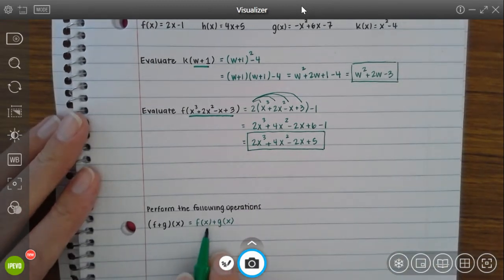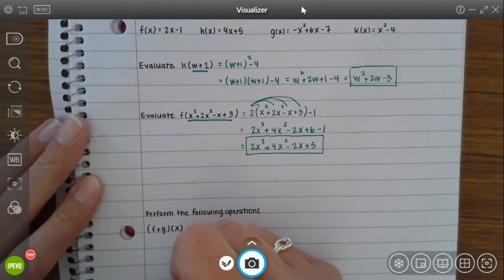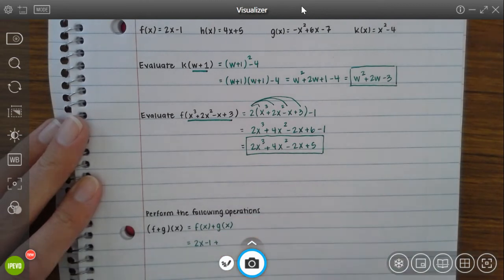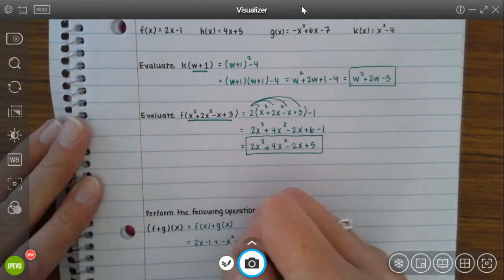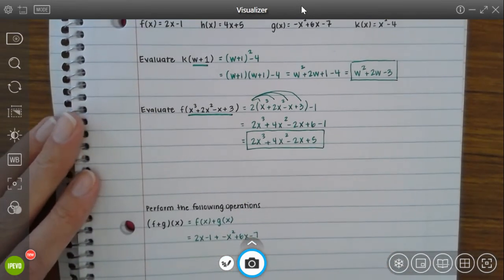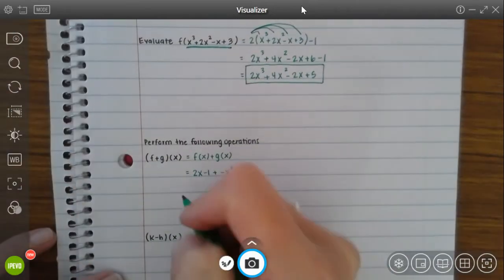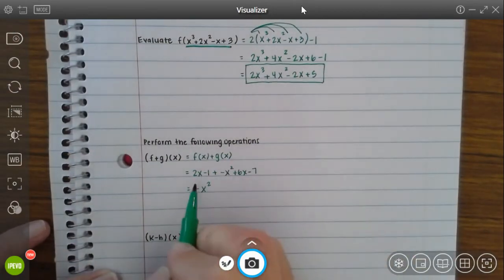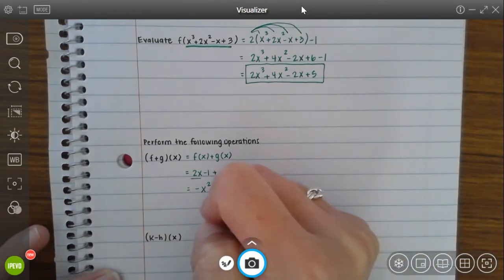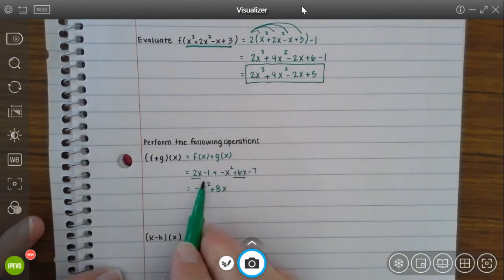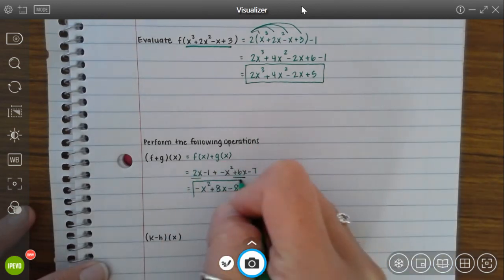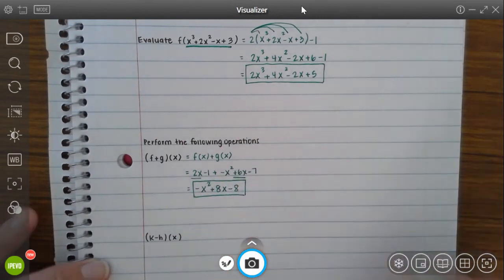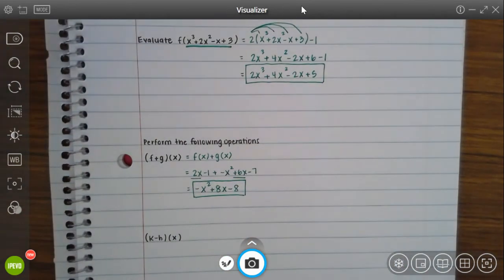So this is asking me to take my function f and add it to my function g. My function f is 2x minus 1. And I want to add to that my g of x function, which is negative x squared plus 6x minus 7. Then I'm just looking to combine my like terms. I have a negative x squared. I have a positive 2x and a positive 6x, plus 8x. Then I have a minus 1 and a minus 7, which will give me a minus 8. So when I add these two functions together, f plus g of x is negative x squared plus 8x minus 8.